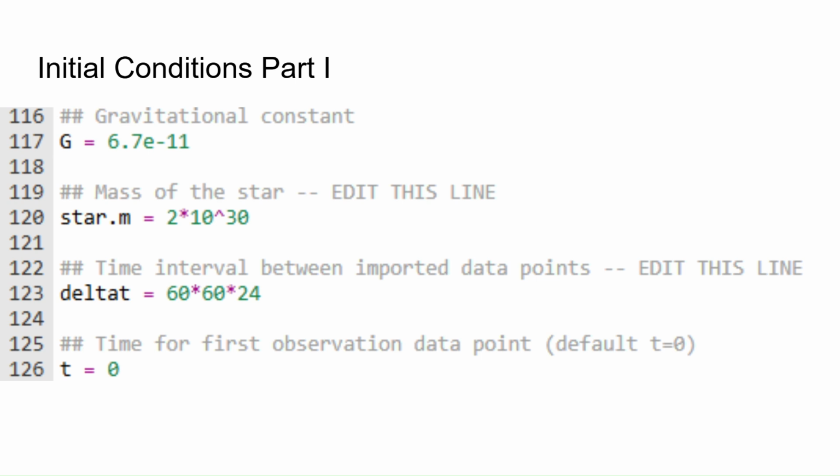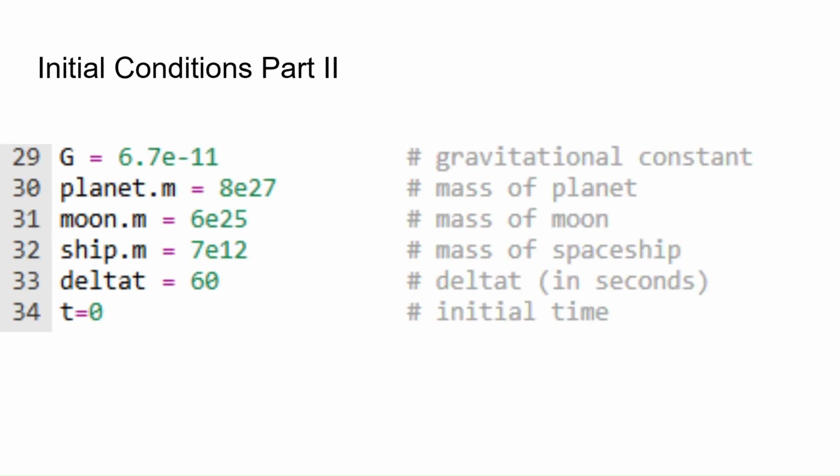position update formula. The initial conditions for part 1 is, the gravitational constant is 6.7 times 10 to the negative 11th. The mass of the star was 2 times 10 to the 30th. Each interval iteration was 60 times 60 times 24. Initial time was 0. The initial conditions for part 2 was the gravitational constant once again at 6.7 times 10 to the negative 11th. The mass of the planet was 8 times 10 to the 27th. The mass of the moon was 6 times 10 to the 25th. The mass of the ship was 7 times 10 to the 12th. Delta T is 60 and time starts at 0.